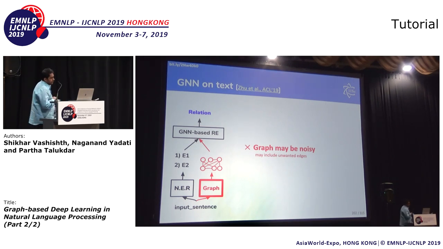So for the random graph, we randomly connect some nodes, right? It has been shown in many papers that the graph that we have actually outperforms a random graph where we connect nodes randomly. Any other questions?